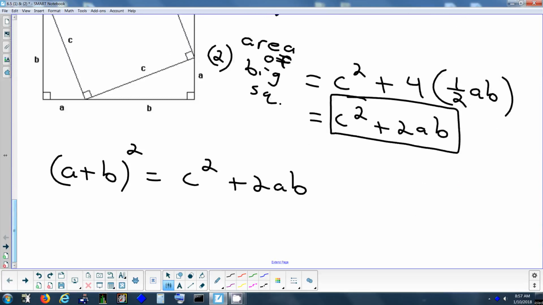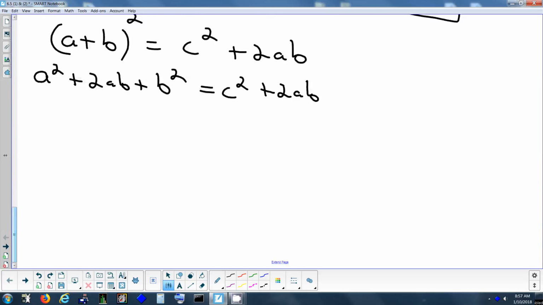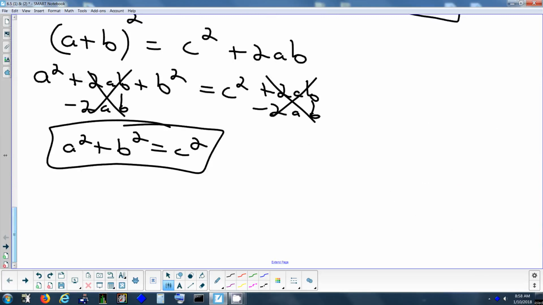Okay, so FOIL out the left-hand side. You get a squared plus 2ab plus b squared. And then on the right, you get c squared plus 2ab. Anything I can subtract from both sides? Yeah, I can subtract 2ab. That's gone. And look what I'm left with: a squared plus b squared equals c squared.